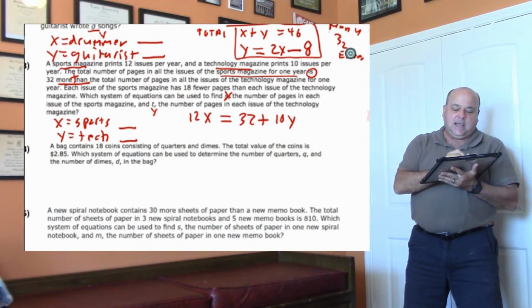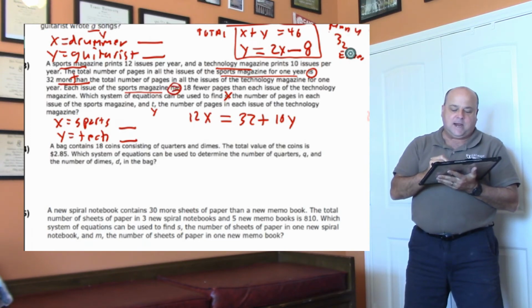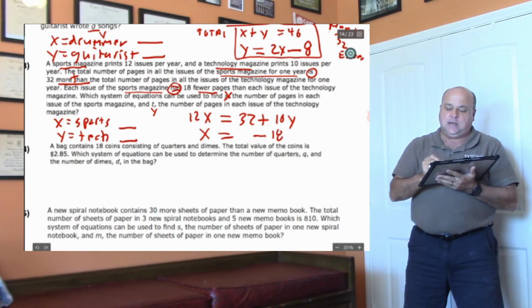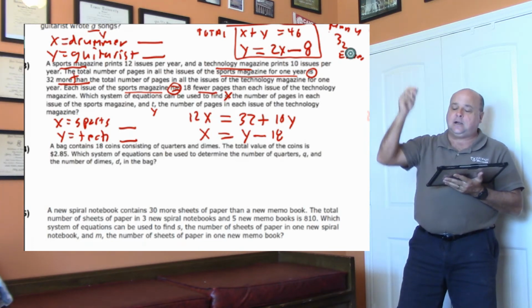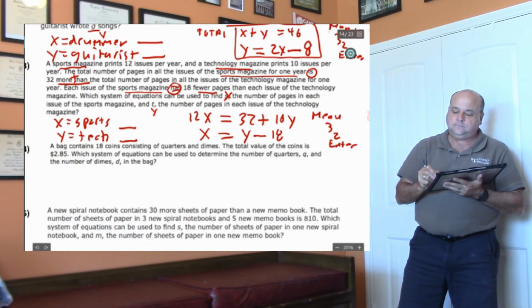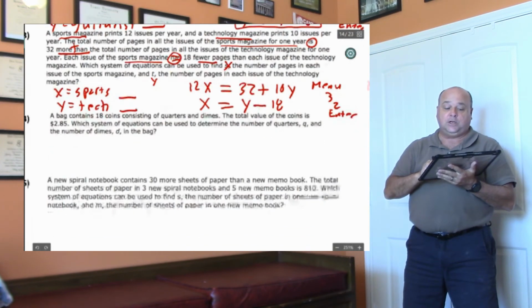Then it says each issue of the sports magazine has 18 fewer pages than the tech magazine. So the sports magazine is x, and x equals y minus 18. Fewer than means minus, but we've got to flip. So 18 goes at the end. The issue of the tech magazine is y. So those are our two equations. You'll type those into the calculator. Menu 3, 2, enter. Type that in, and your answer will be the number of pages for each one.